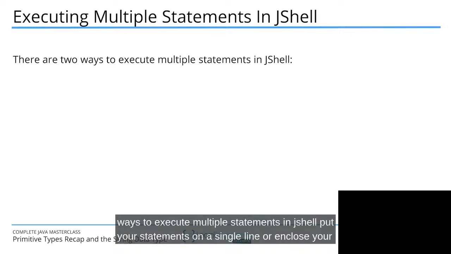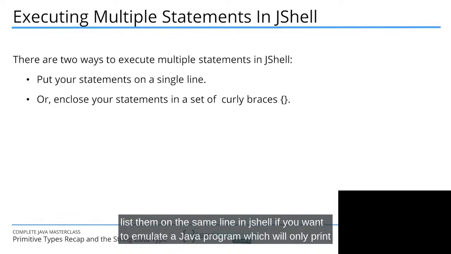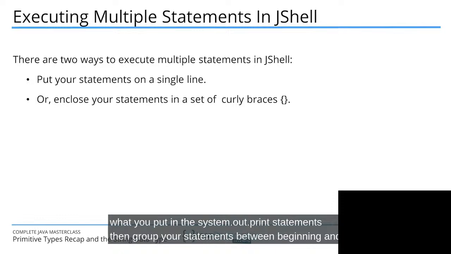There are two ways to execute multiple statements in JShell: put your statements on a single line, or enclose your statements in a set of curly braces. This shows two ways to execute multiple statements in JShell. Both ultimately give you the same result, but if you want each statement to output its value, then list them on the same line in JShell. If you want to emulate a Java program which will only print what you put in the System.out.print statements, then group your statements between beginning and ending braces.